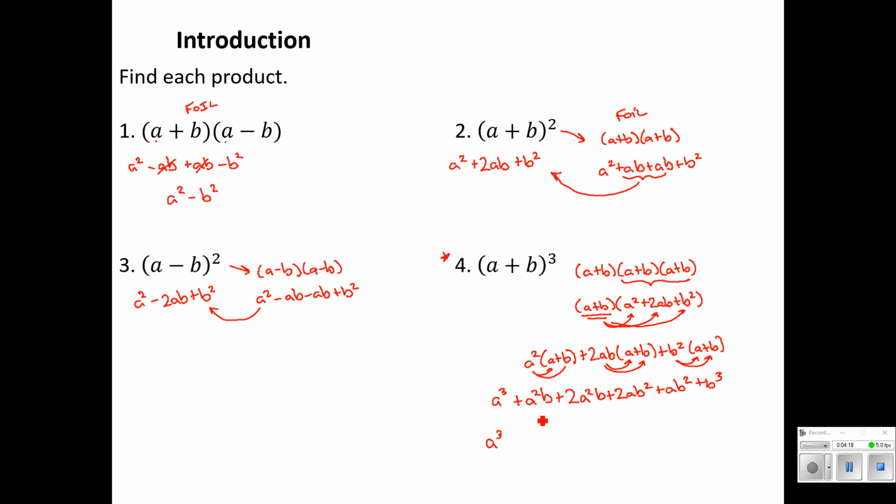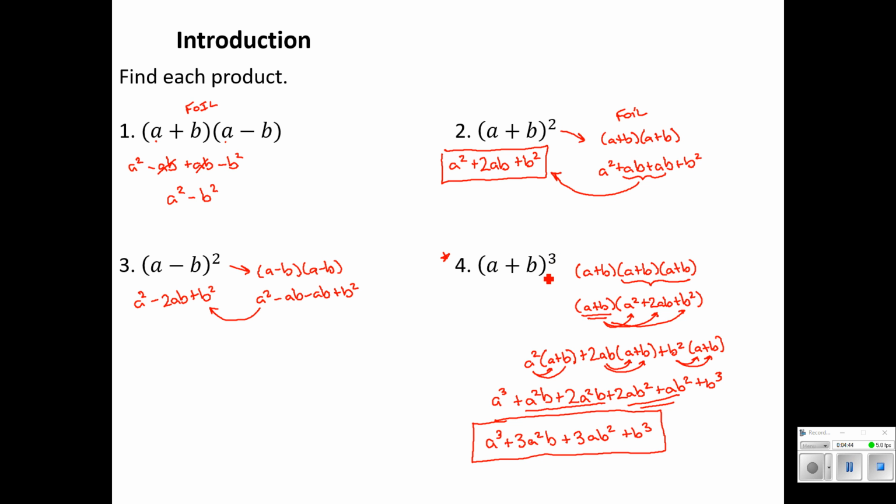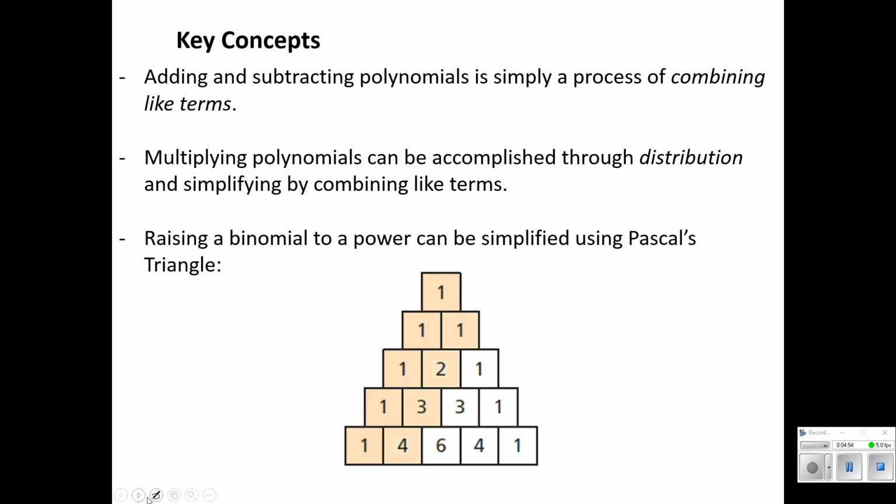So I end up with a cubed. These are like terms, these a squared b terms, so plus 3a squared b. These are also like terms, 3ab squared, and then plus b cubed. Now that was a very long process, and we are going to learn a way to streamline that approach. Just like we had a little shortcut here, we have rules for raising binomials to any power, really. But just a refresher: distributing, combining like terms, and the FOIL method, of course.